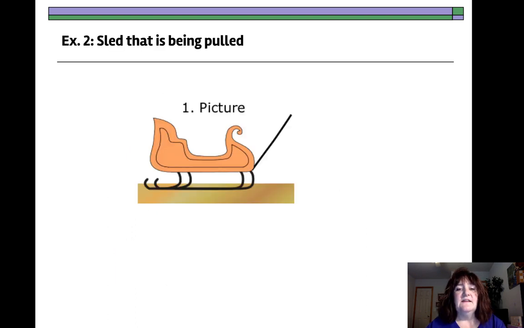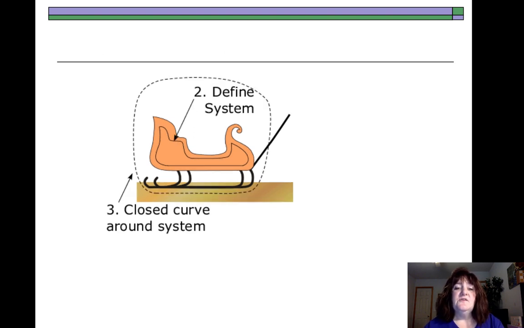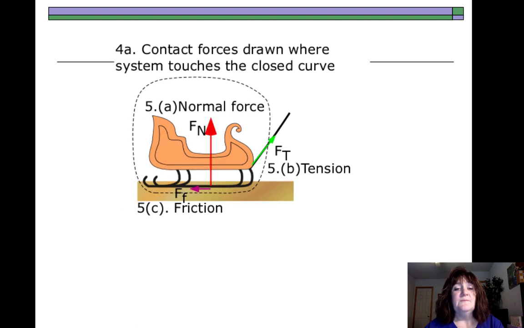This one, the sled, this is going to be like on every test that I ever give you. Notice again that you have a defined system of the sled itself. That's all you're going to look at. If we were to put people and presents in the sled, we would still be looking at the sled itself. You have two forms of contact, right? Notice those. So contact with the ground is your normal force. Contact with the rope is your tension force.